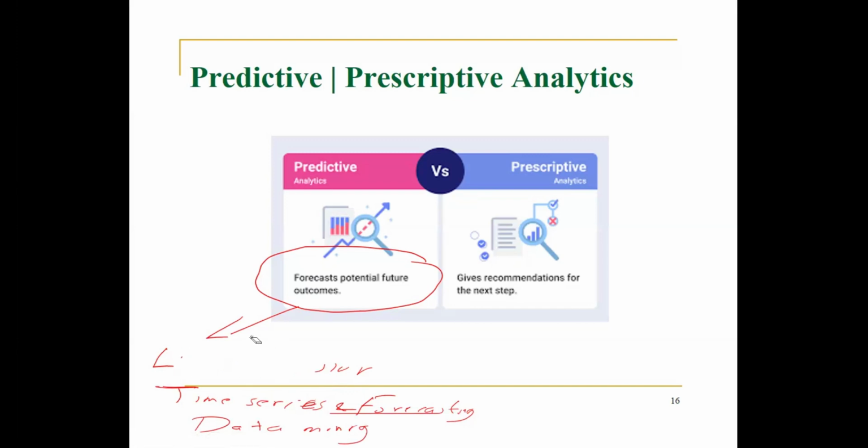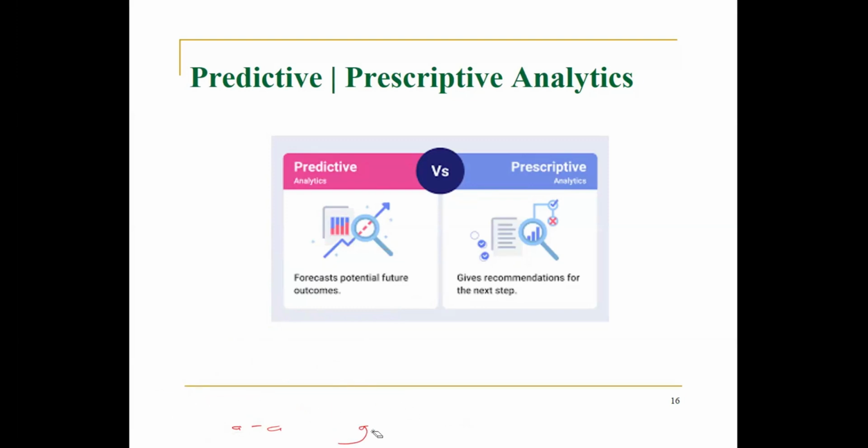Then we have prescriptive analytics. Prescriptive analytics goes beyond predicting. It goes beyond predicting future outcomes. Also, it suggests actions, right? It suggests actions or recommendations you can take to influence future outcomes.